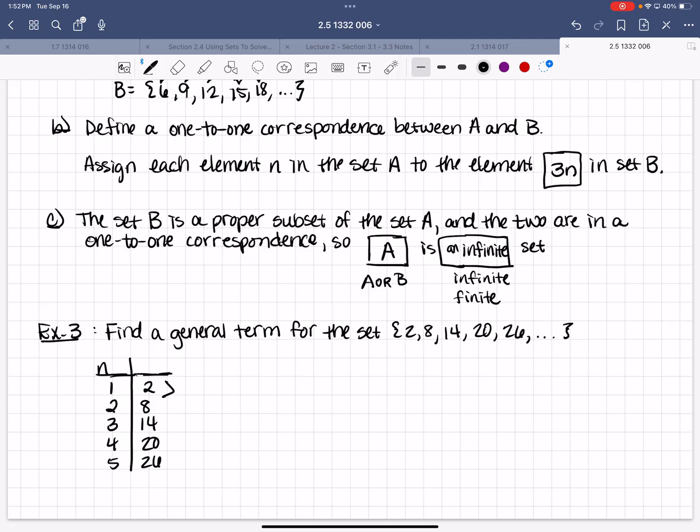If I'm just using addition and subtraction, how can I get from 2 to 8? Plus 6, good. It's a positive 6. How do I get from 8 to 14? 6. 14 to 20? 6. And 20 to 26? 6. Okay. Some of you remember doing that.